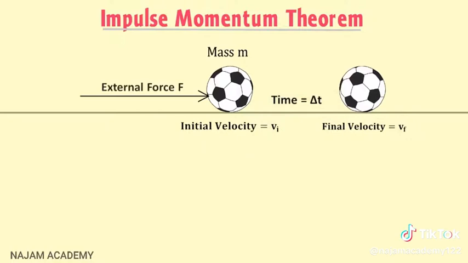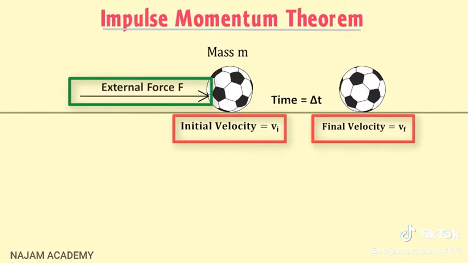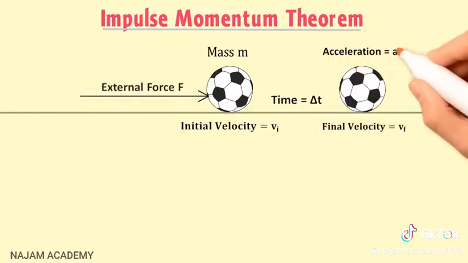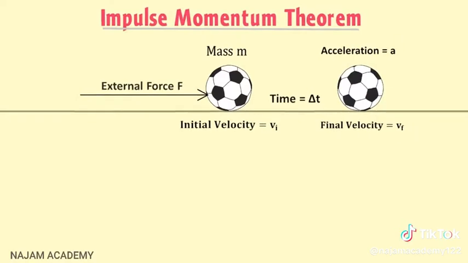Or you can also say, if the object hadn't experienced force F, its velocity wouldn't have changed and it would be moving with initial velocity vi. Now, here we learn the magic that F has changed the velocity. As a result, acceleration a is produced in the football.